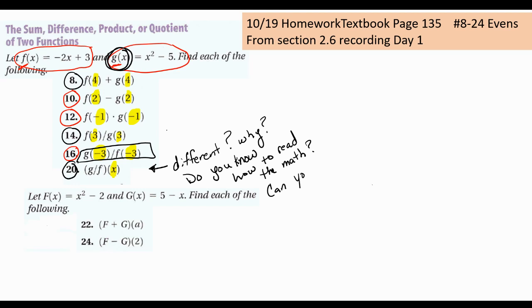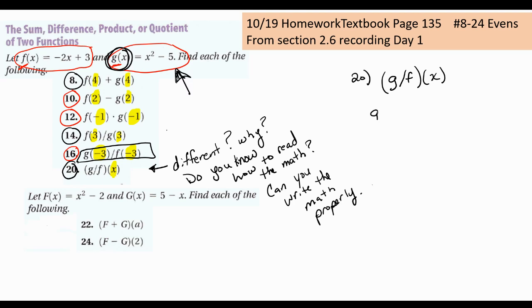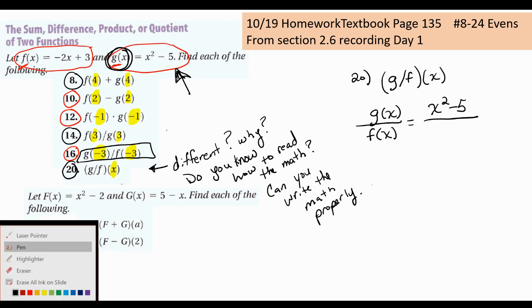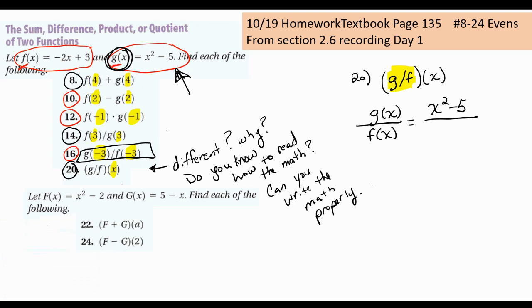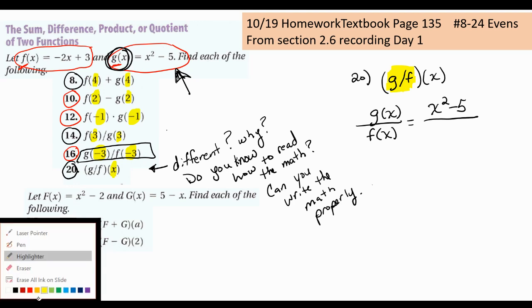Can you write it properly? That's all it's asking you, is do you understand what this annotation means? So on 20, all they're asking you is, do you know to march over here and take the g function, g of x, over f of x, and put it on the top? Do you understand what this means? It means division. That's all this problem is really asking you.